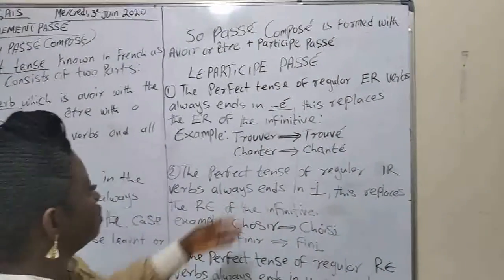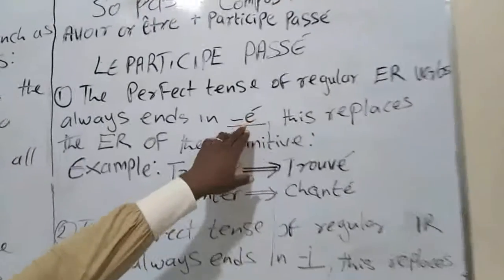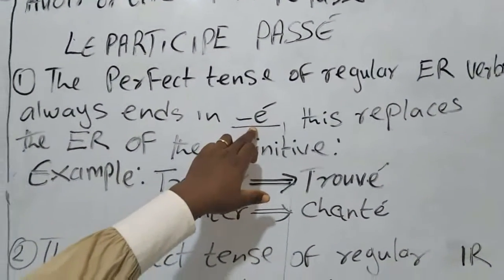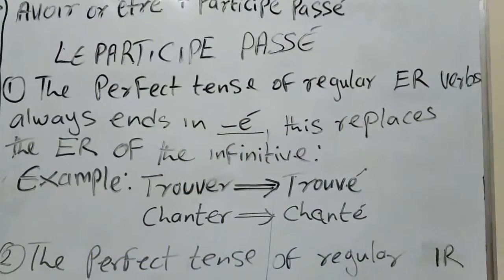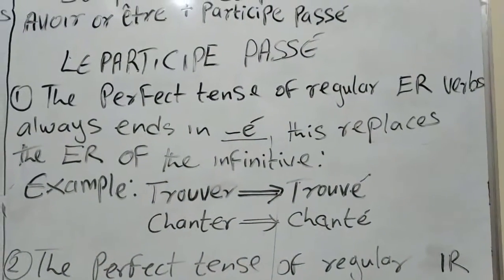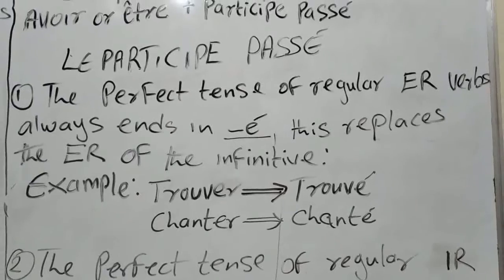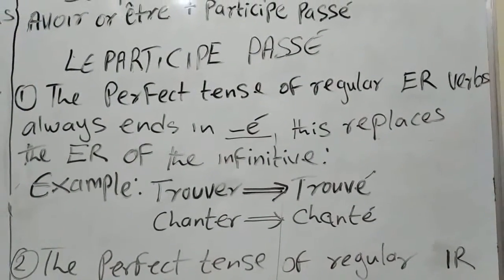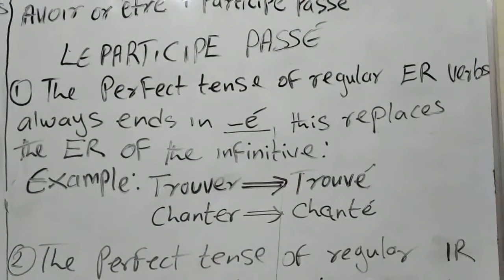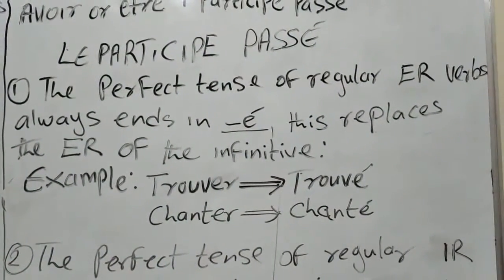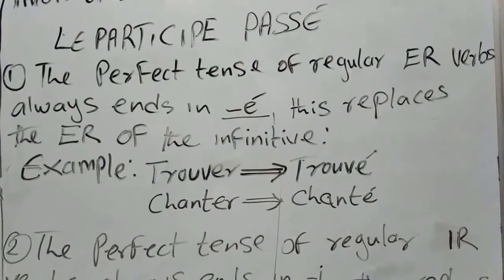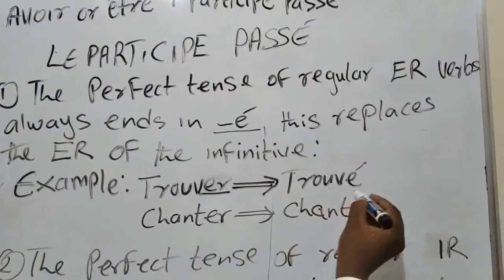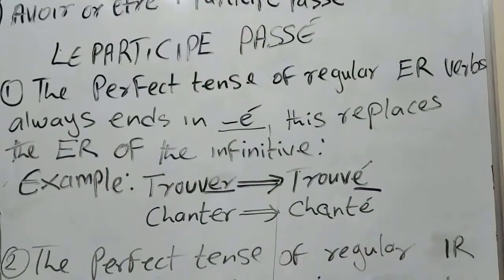É accent aigu. This new perfect tense past participle takes on or replaces the ER, which is the infinitive of that verb. Okay, let's look at the example to have a clearer picture of what I'm trying to say here. We have trouver, and here is the infinitive, here is the participe passé.